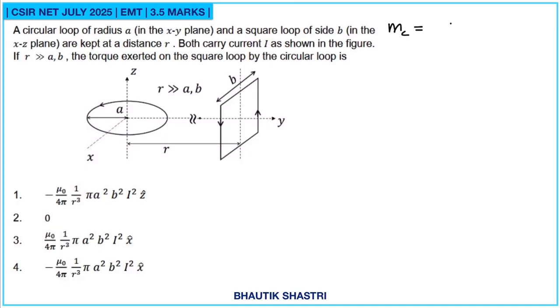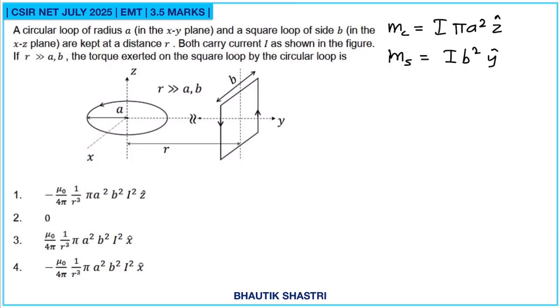That will be equal to current into area, so that is I pi A square, and it will be in the z cap direction, perpendicular to the area. Similarly, magnetic dipole moment due to square loop, that is ms, that will be equal to current into area, which is b square, and it will be in minus y cap direction.